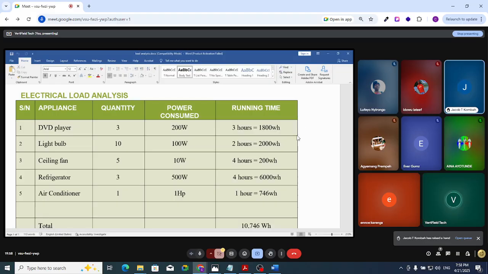Yes, sir. So how many kVA inverter do we need to get for these 10,746 watt appliances? The type of inverter that we need to afford for this. Okay, you are talking about the size of the inverter system that will take up this kind of load. Yes, that is the next phase of the design, the next step we are to take.